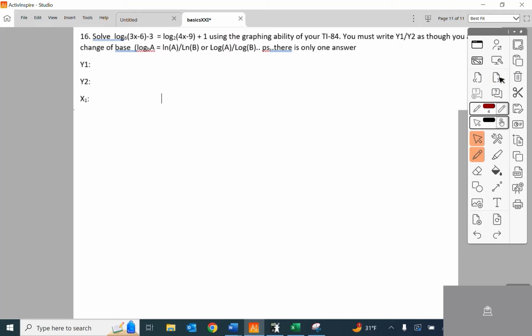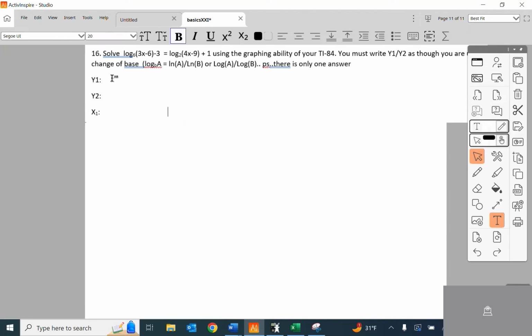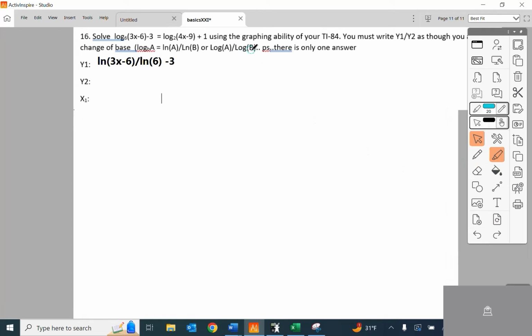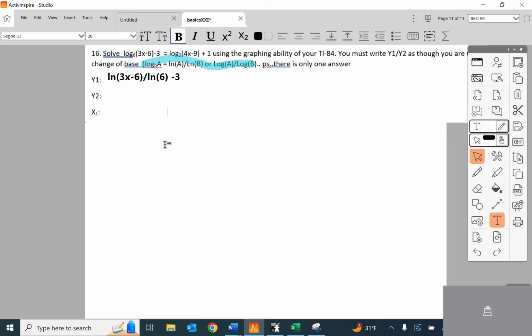Last one. Finally. Solve log base 6 of 3x minus 6, minus 3, equals log base 2 of 4x minus 9, plus 1. I'm an ln guy, so I'm going to do ln 3x minus 6 sitting pretty over ln 6, and then minus 3. And I have change of base written for you. Like, I don't understand the issue. But whatevs. I haven't understood the issue for a long time.